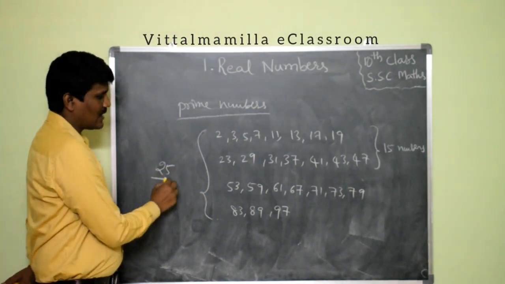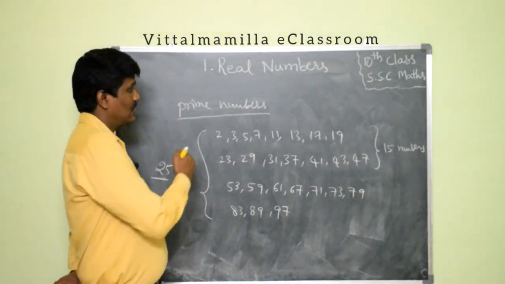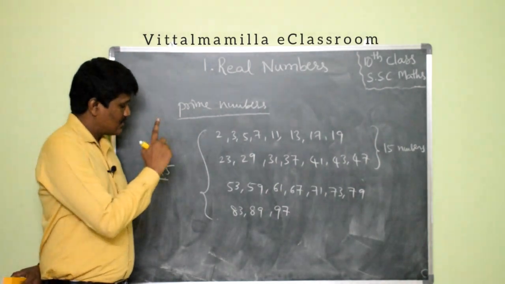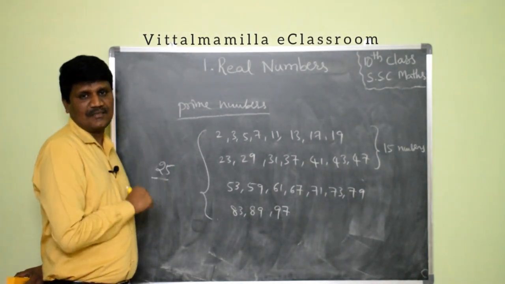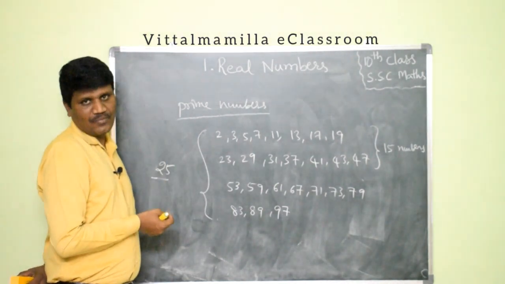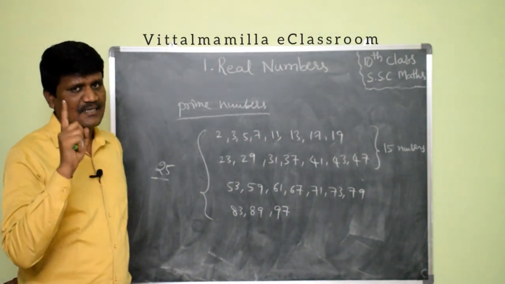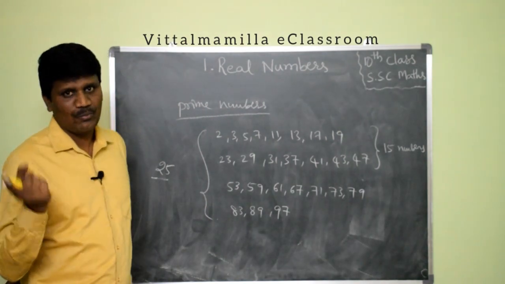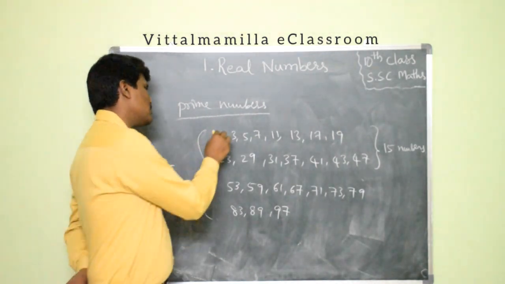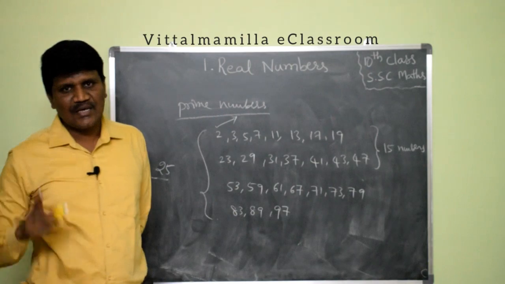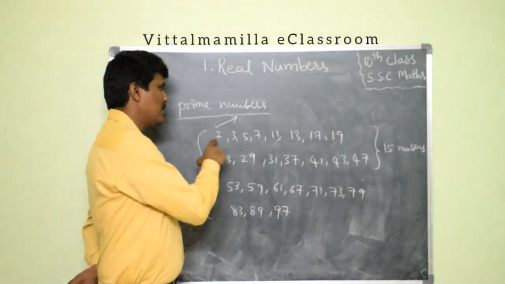25 prime numbers under 100. Till 100, how many prime numbers? 25 prime numbers till 100. Now, in this, the only number which is an even number and also a prime number, what is that number? 2. 2 is the only even number which is a prime number.